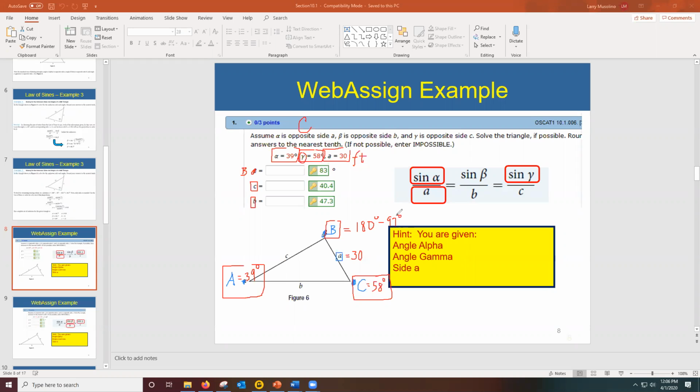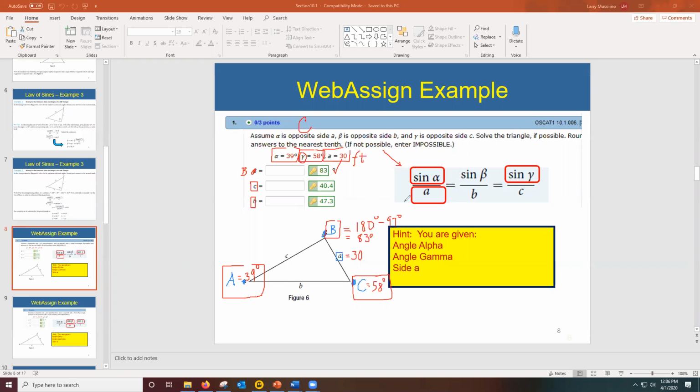Okay, and 180 minus 97 happens to be 83. So I know angle B is 83 degrees. All right, so we figured that out. But now let's say we want to figure out one of these sides. Let me go to this formula. Here's the law of sines.